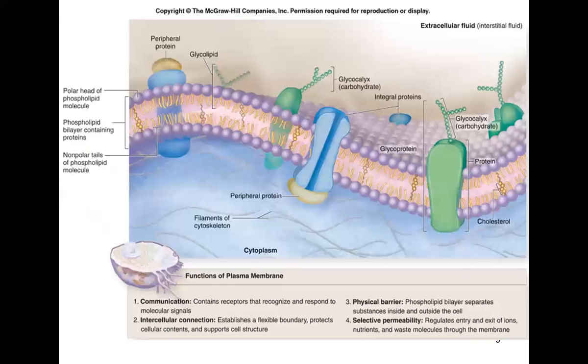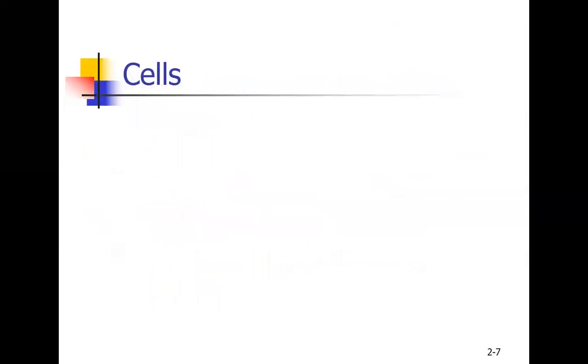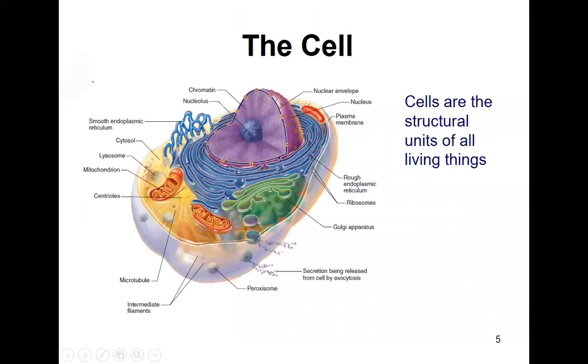Going back to this picture, here is the nucleus. This is the nucleus, the whole thing. This is the cell. Here is the endoplasmic reticulum, and this is the Golgi apparatus. These are the mitochondria, the smooth endoplasmic reticulum, and here is the nucleus, the nuclear envelope, and this is the nucleolus and chromatin.